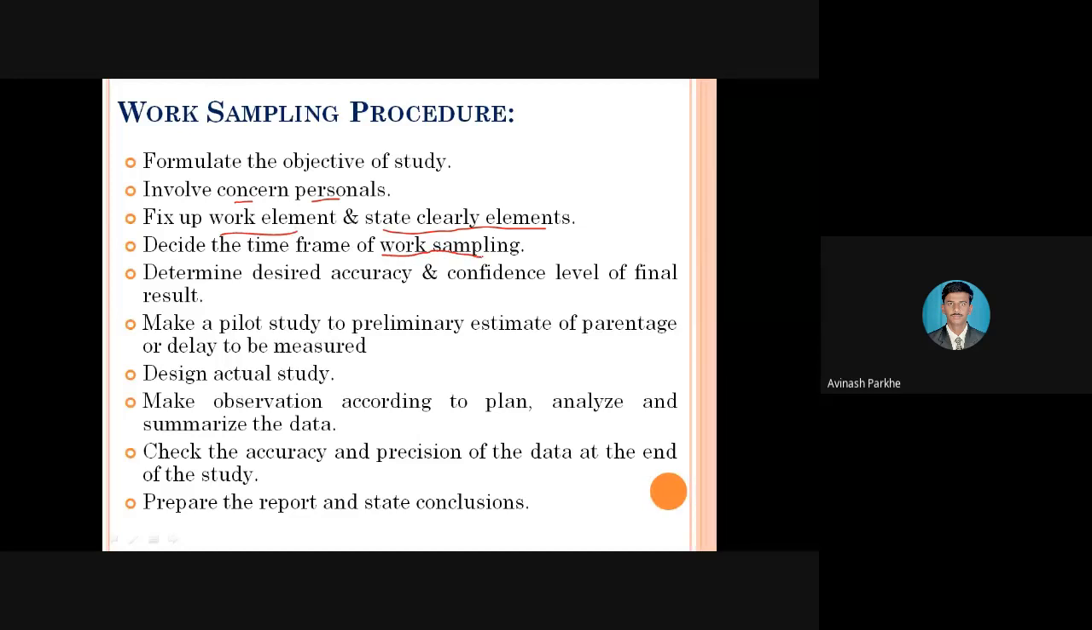Then determine the desired accuracy and confidence levels of the final result. So after the observation, the supervisor has visited and he will give some results. So whatever the results, whatever the observations he has obtained, we have to decide their accuracy and we have to decide the confidence level. So whatever the results are given by that particular supervisor or the management person, for those results we have to check the accuracy and the confidence level.